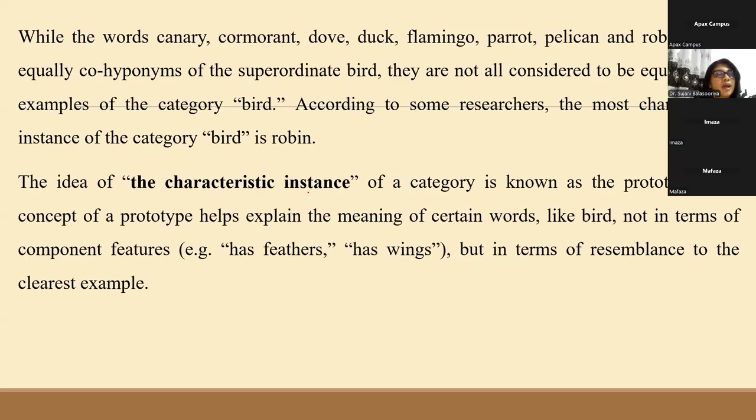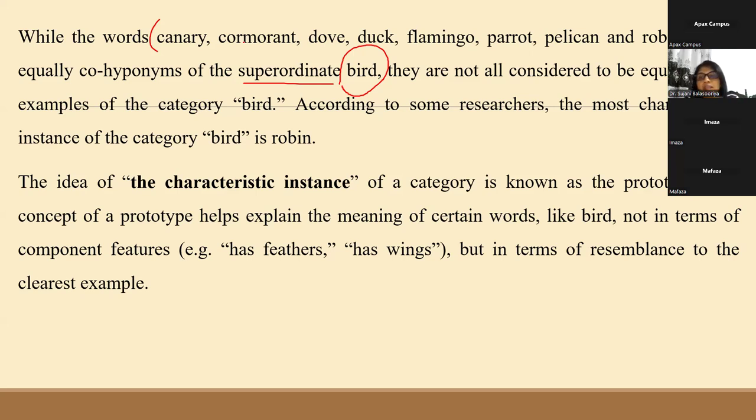Right, now we'll see there is an example also. While the words canary, cormorant, dove, duck, flamingo, parrot, pelican, and robin are all equally co-hyponyms of the superordinate bird. Right, now you know about hyponyms. Here, superordinate means the most general term. Then what are these words? Canary, cormorant, all these types of birds, up to robin. All are the ones I have bracketed now. They are the different species of birds. All are coming under the bird category.